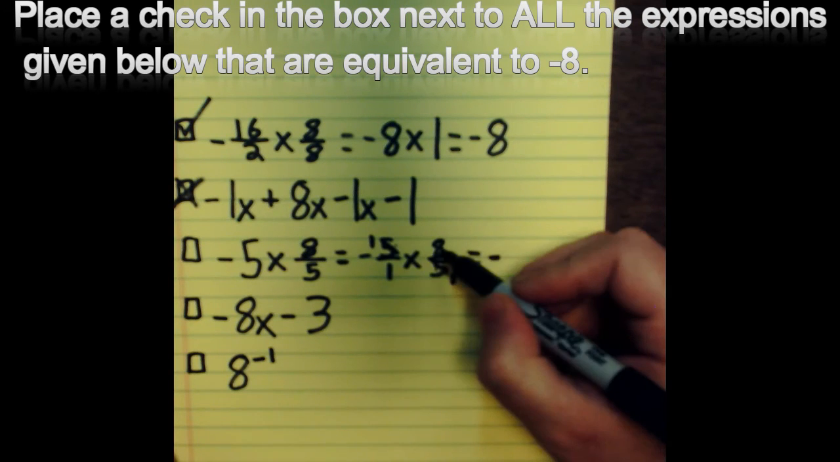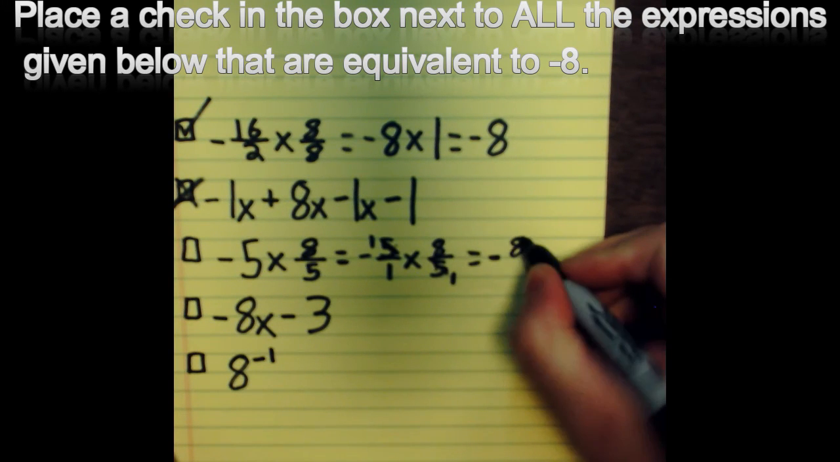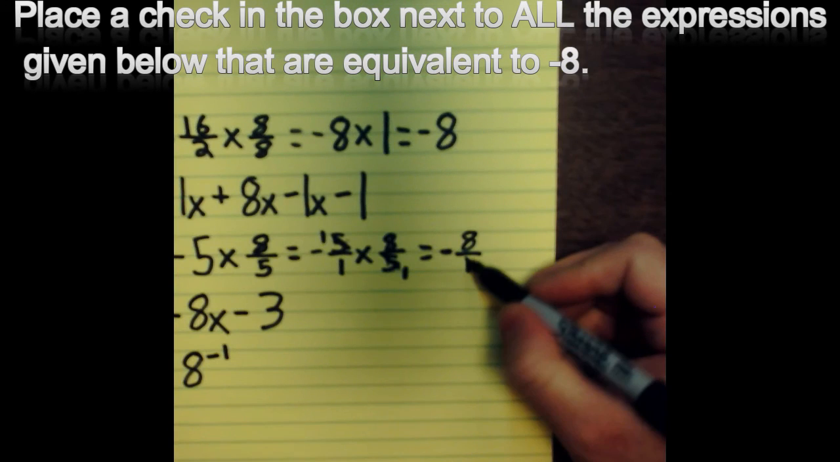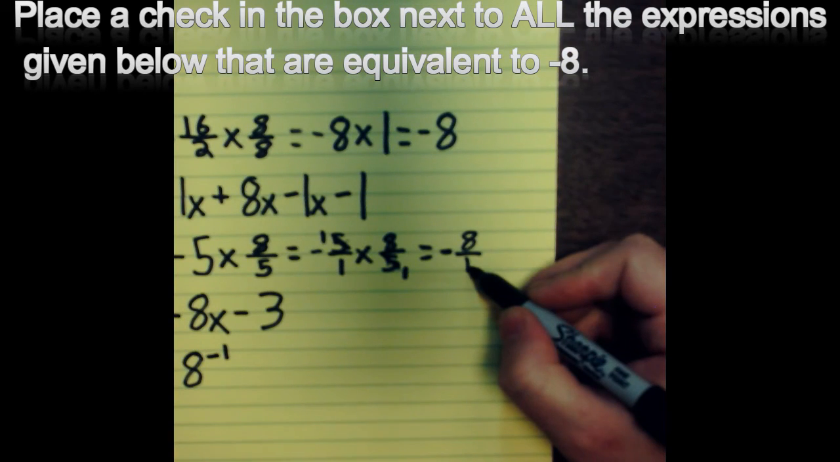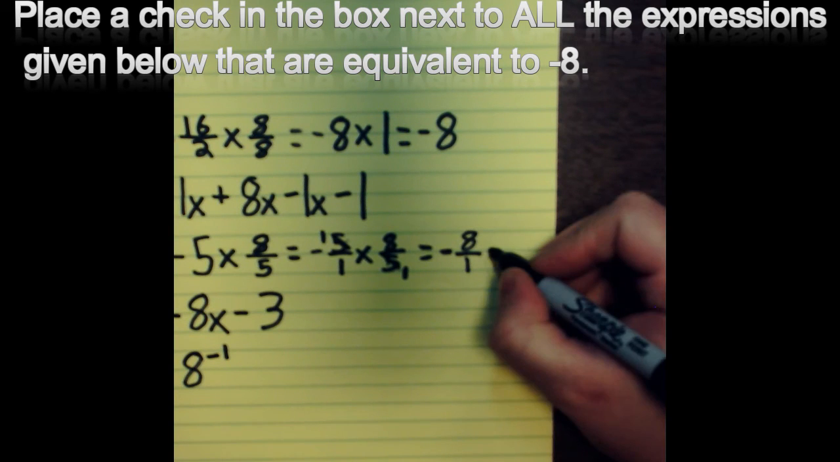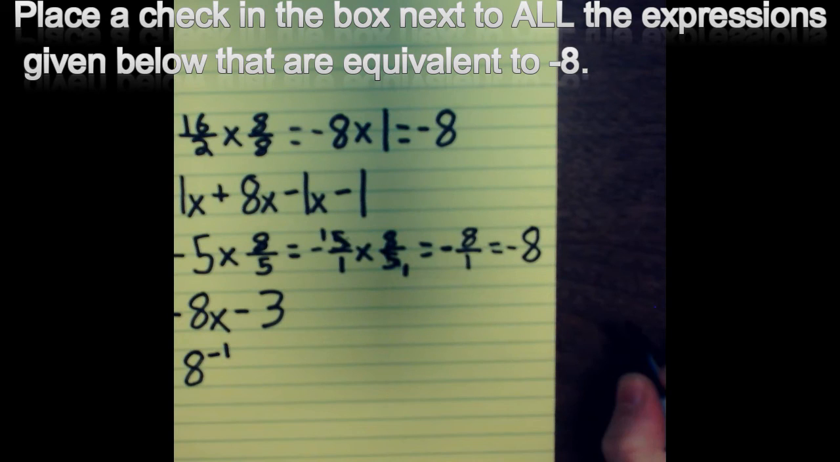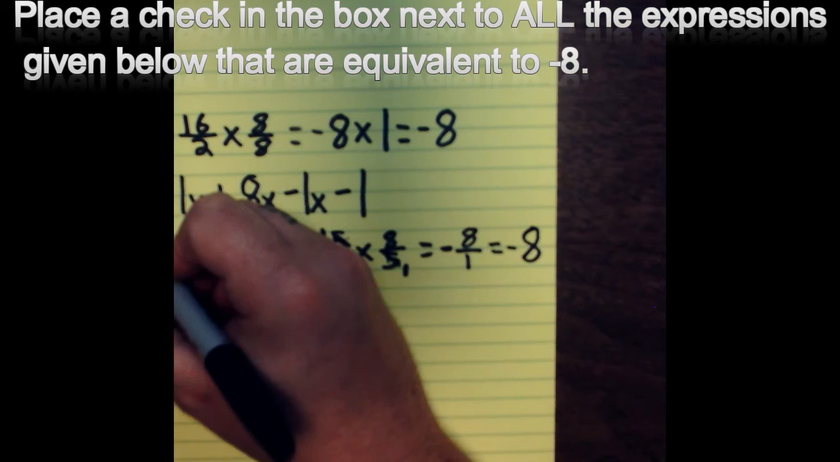So 1 times 8 is 8, 1 times 1 is 1, and then we know that anything with 1 on the bottom just means it's 1 whole, so we can write this 8 as a whole number, so it will be -8, and that is what we're looking for. So this one here is equivalent.